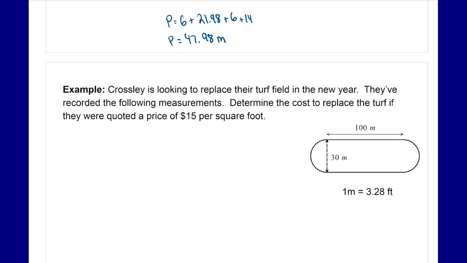Actually, we'll highlight this one. Place the turf field. So we're looking for the area. The other thing we're told is the cost per square foot. So we need to convert because our measurements, you see here, are in meters. But luckily, I am given a conversion factor of 1 meter is equal to 3.28 feet.